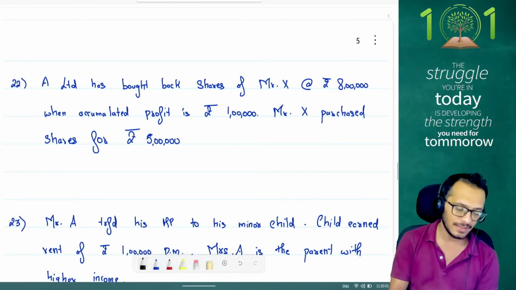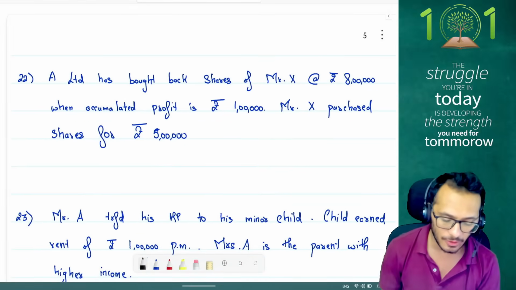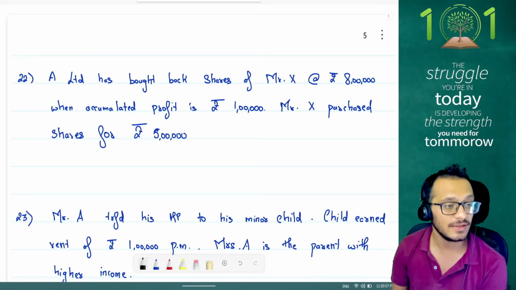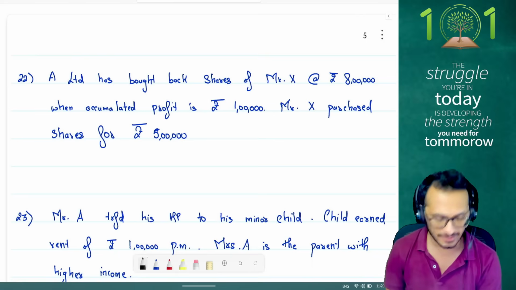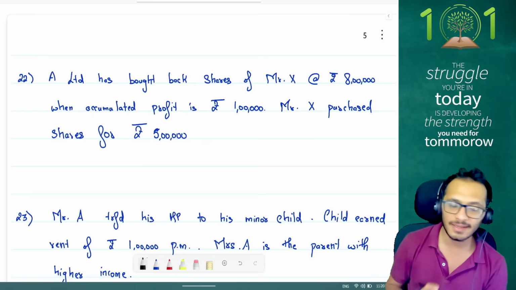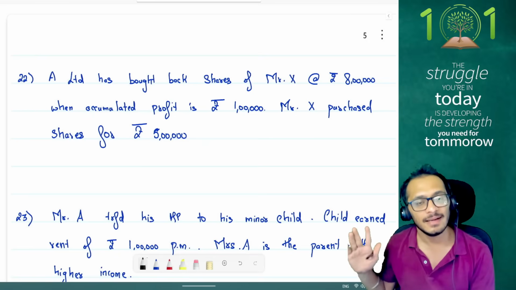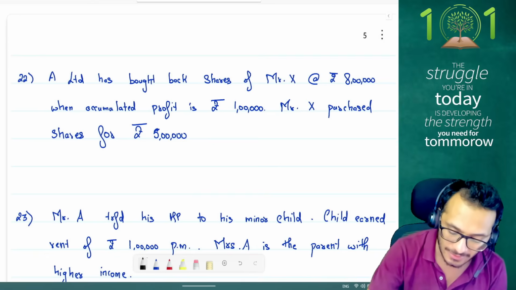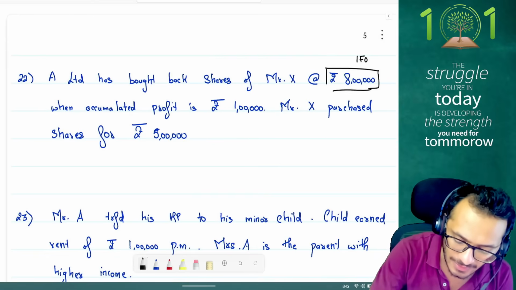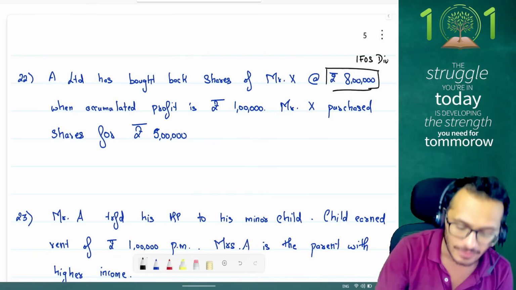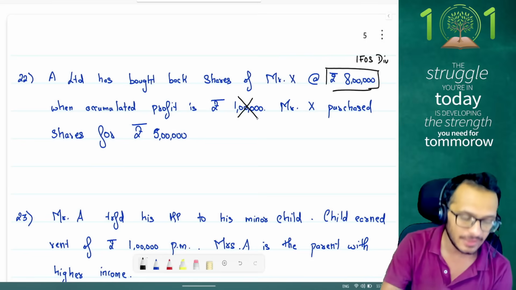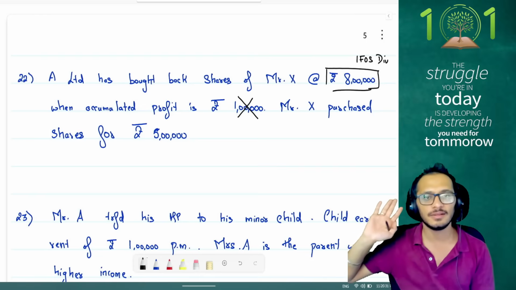Very good. Then we have A Limited has bought back shares of Mr. X at 8 lakh rupees when the accumulated profit is only 1 lakh rupee. Mr. X purchased the shares for 5 lakh rupees. People, buyback dividend, current year amendment clarifies that when it comes to buyback dividend, whatever money you have received will be fully taxable as IFOS dividends. So full taxability of IFOS dividends of the 8 lakh rupees. The accumulated profit does not matter.